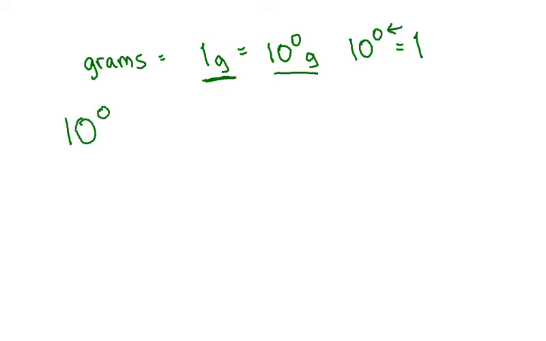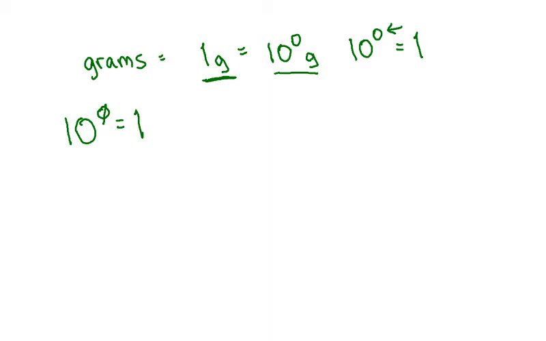Okay, so 1 gram would equal 10 to the 0 grams. Now why is that? Remember, because anything to the 0 is going to equal 1. So 10 to the 0 grams equals 1 gram. So that's going to be your baseline, 10 to the 0. Just remember that, that's your baseline, that equals 1.